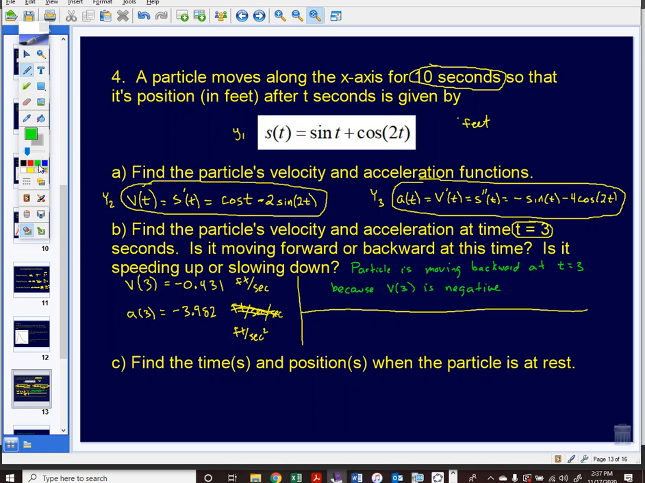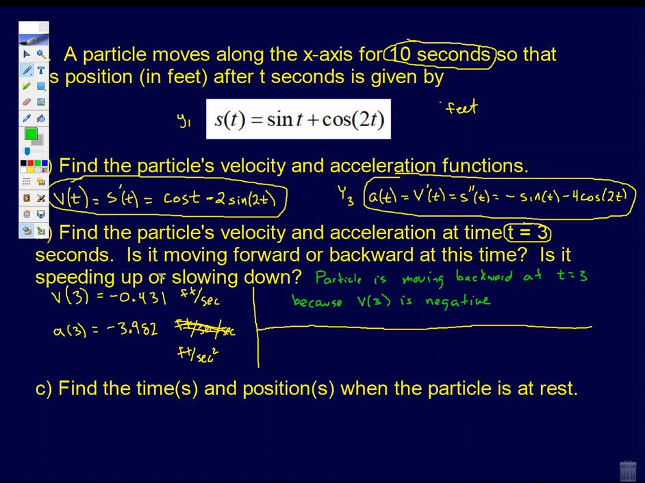So let's also talk about the second question. Is it speeding up or slowing down? It's a common notion, but it's actually a mistake to say that because the acceleration is negative, the velocity is decreasing, or therefore the particle is slowing down. It's possible to be speeding up in either direction. So let's use these two numbers together.